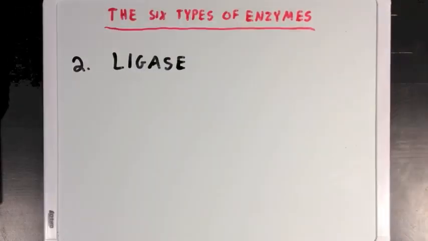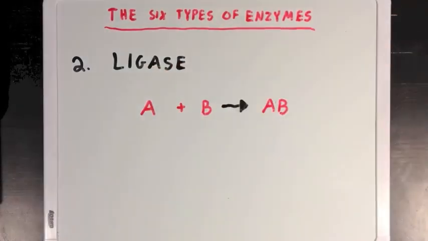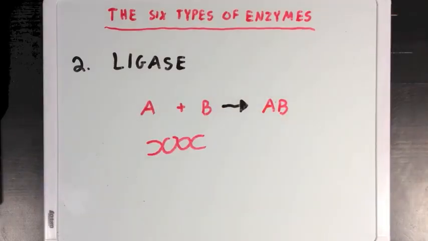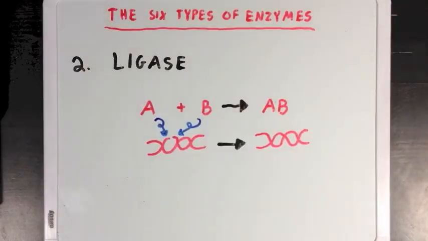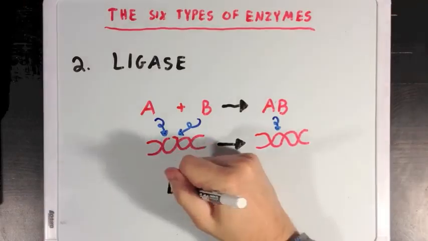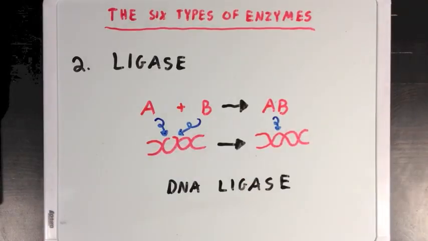Next, we have the ligase group, which catalyzes reactions between two molecules, A and B, that are combining to form a complex between the two, or AB. And an example of a reaction using a ligase that you might be familiar with occurs during DNA replication, where two strands of DNA are being joined together. So in this reaction, A and B represent the two separated DNA polymers, which are being joined to form a single strand. And this reaction in particular is catalyzed by an enzyme called DNA ligase, which is named since it's a ligase that works on DNA strands.